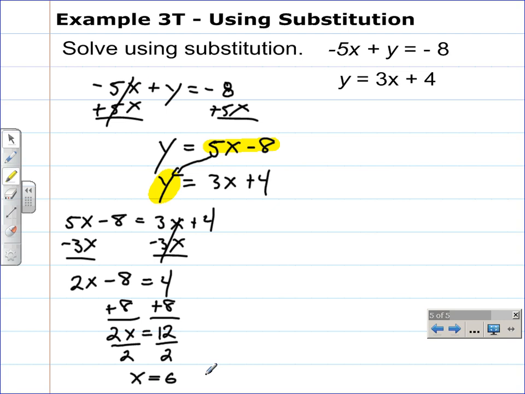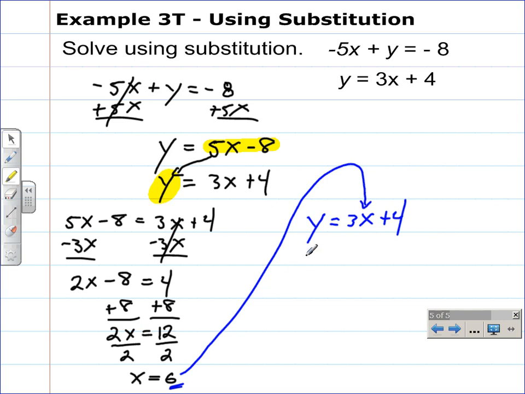So then we take this, remember, this 6 here, and we substitute it into one of the original equations. And I'll just take the second equation in this case, since it's already solved for y. Y is equal to 3x plus 4. And I substitute this 6 in for the x. So when I substitute, y is equal to 3 times 6 plus 4. Finishing this equation, 3 times 6 is 18. And 18 plus 4 is equal to 22. So y is equal to 22. So the ordered pair here is 6, 22.